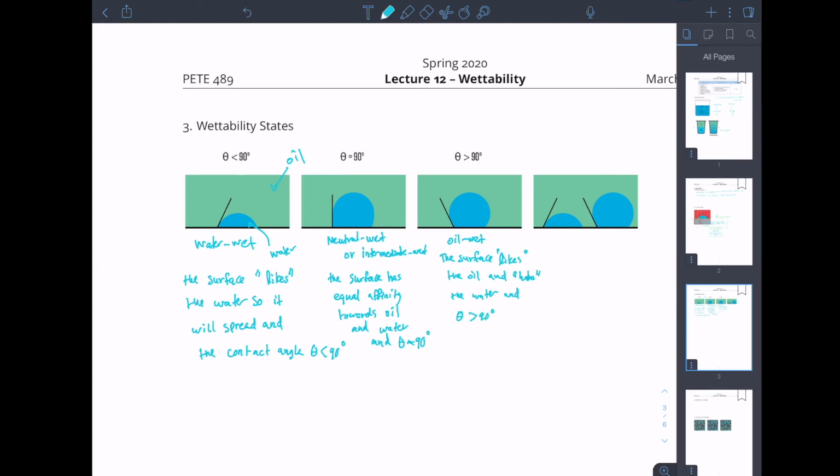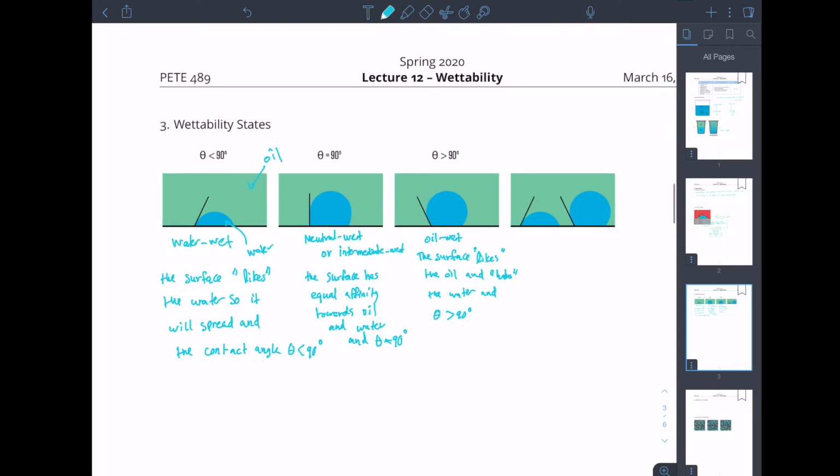And when we say theta is greater than 90 degrees, we're referring to the water droplet on the surface. So if we're dropping an oil droplet on top of an oil wet surface, then theta will be less than 90 degrees because it will spread. But if you place water on top of an oil wet surface, then most probably it will try to have a high contact angle because it can be easily displaced out of the surface.